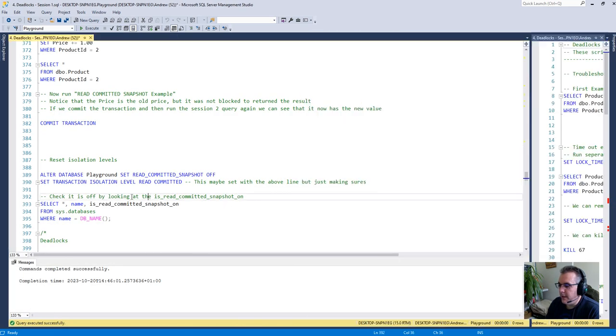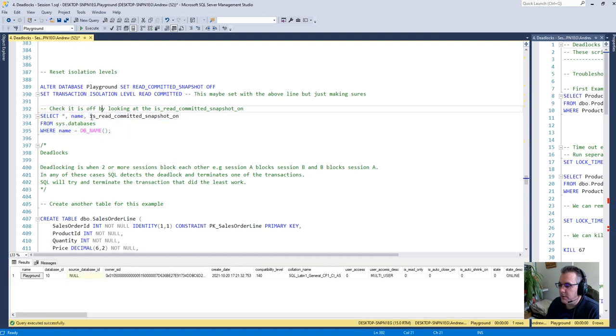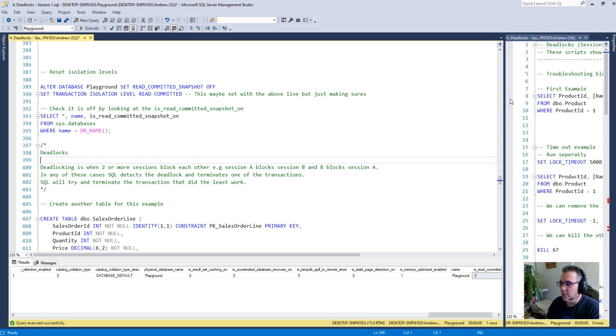Drag it over there. We can also check this. So this is the statement, and just go all the way to the right. I've added this column here. We can check, is read committed snapshot on 0, which is fine. So now we've talked about isolation levels and all the different types, and the faster ones and the slower ones, like serialization or serializable.